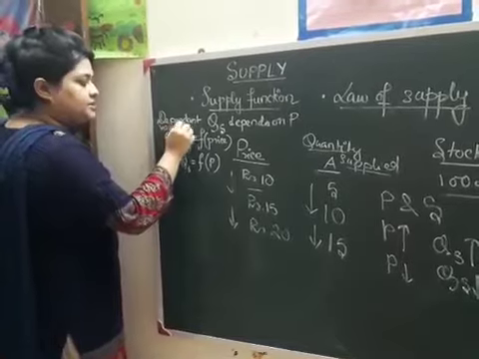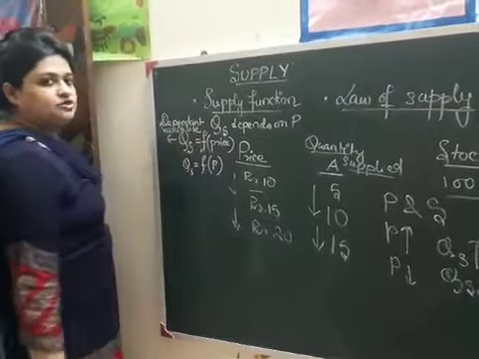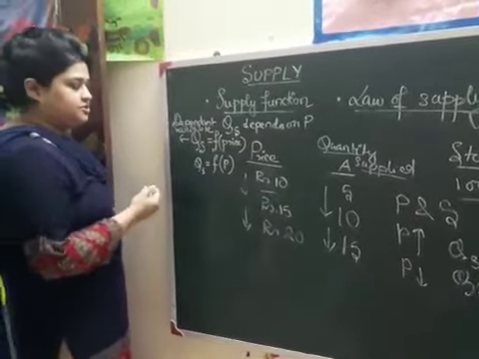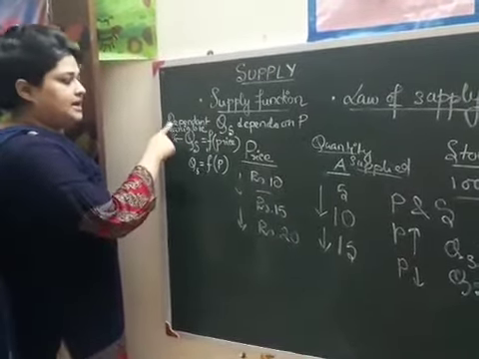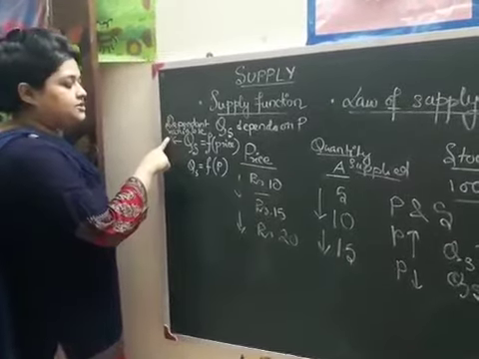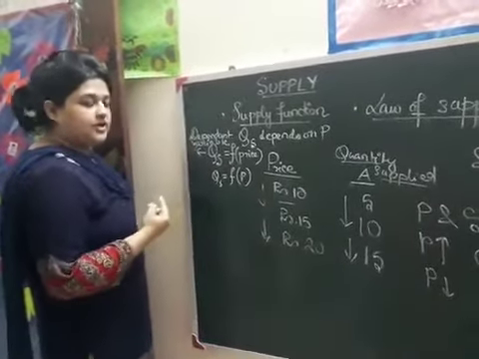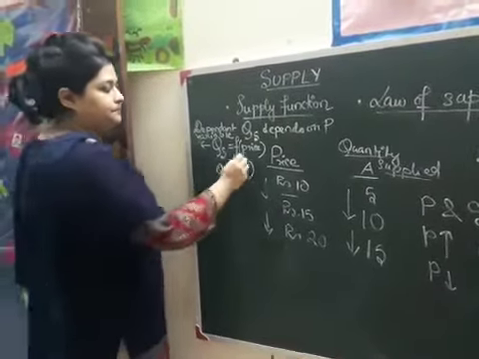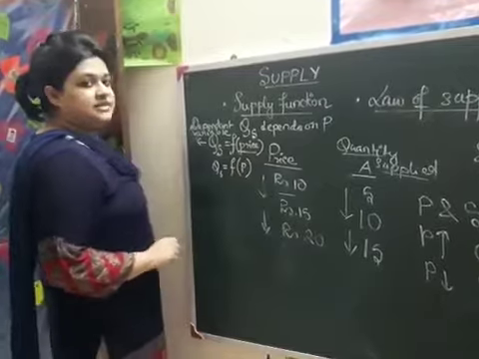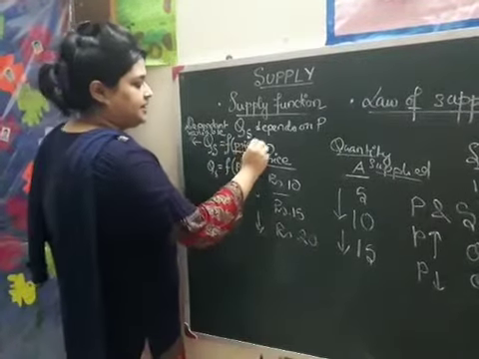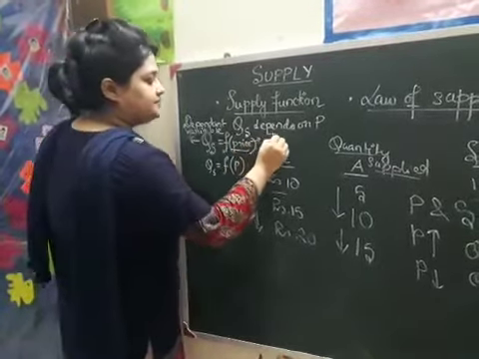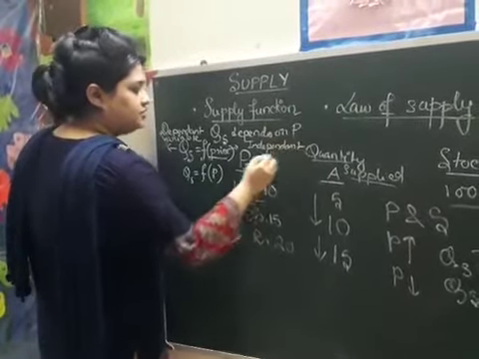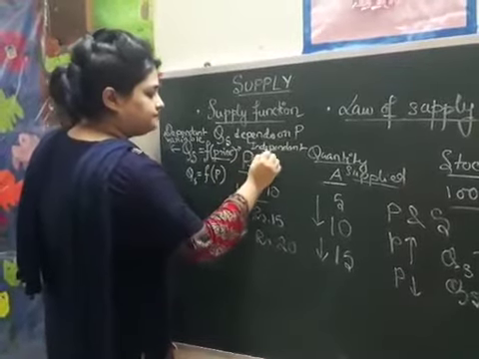Why do we call it variable? Because quantity supplied in the market is not fixed. When the price changes, the quantity supplied also changes. So that is why it is known as variable. Dependent, why? Because it has a connection or relation with price. It depends on the market price prevailing, on which it is decided how much quantity will be supplied. And what is price? It is the independent variable because it does not depend on the quantity supplied.